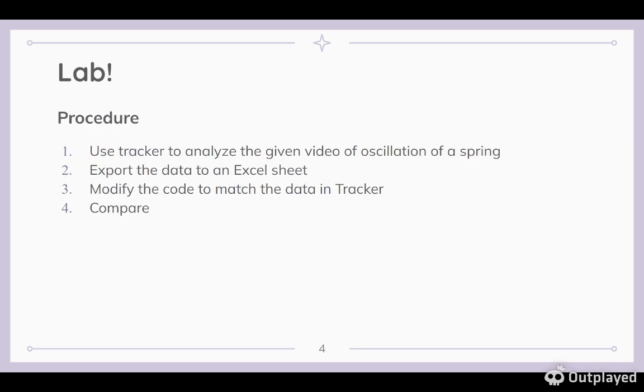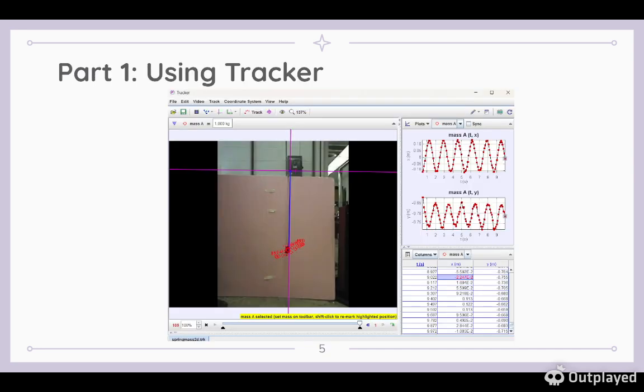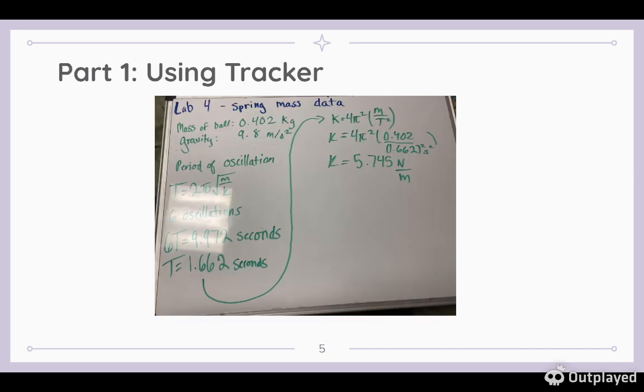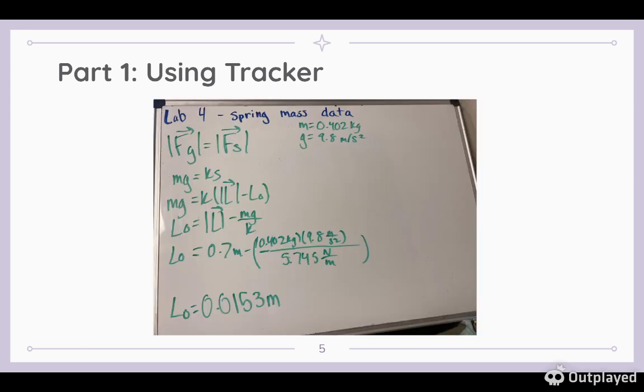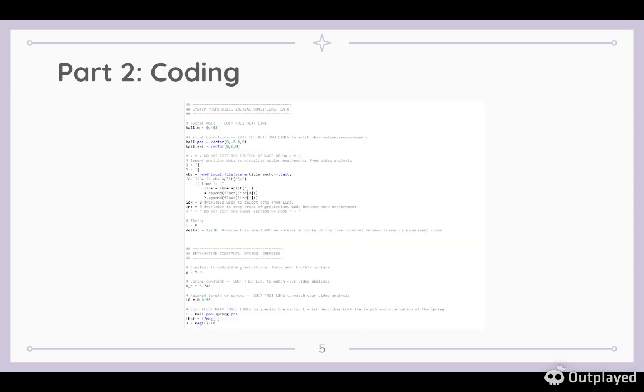The first step was to use Tracker to analyze the given video of the oscillation of a spring, then export the data into an Excel sheet, modify the code to match the data in Tracker, and compare the two. Here's a screenshot of me using Tracker. Here's some data that I had, and some equations that I had to use to determine what the K value was using period of oscillation. And then here was finding the L0 value.